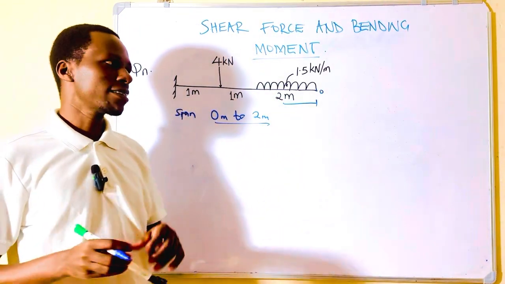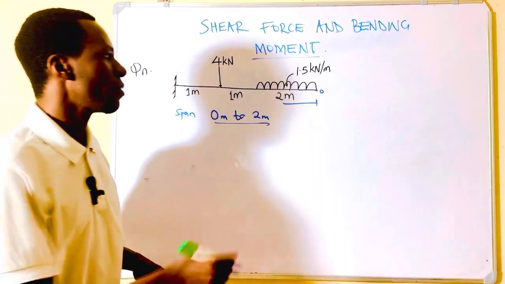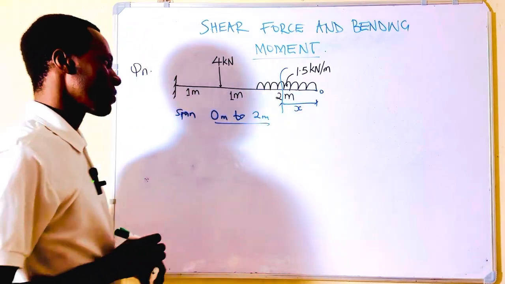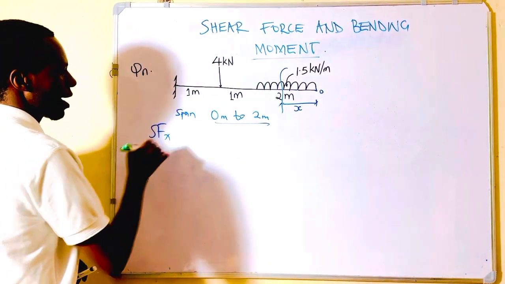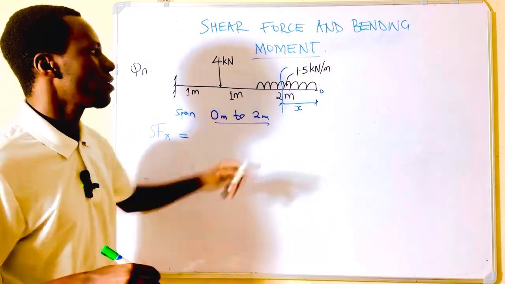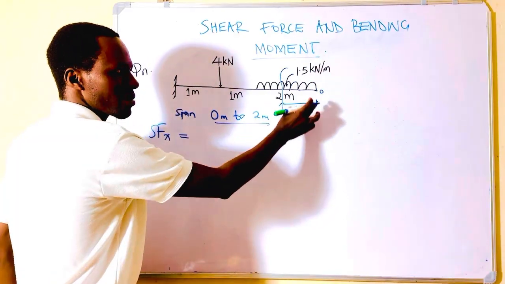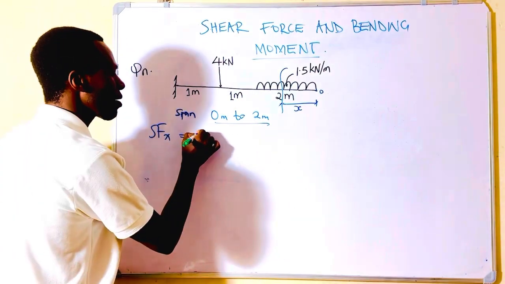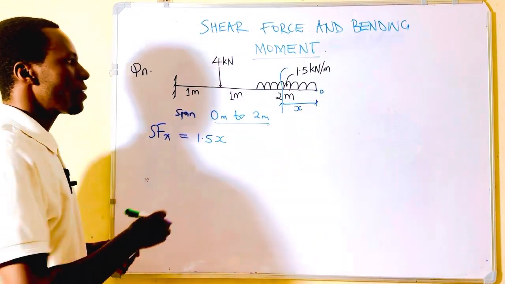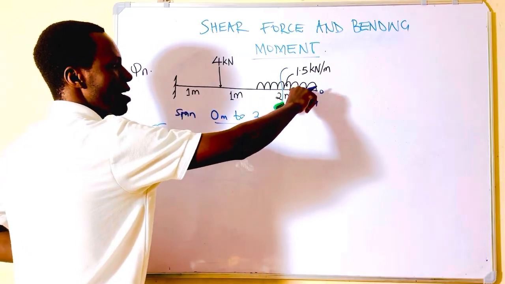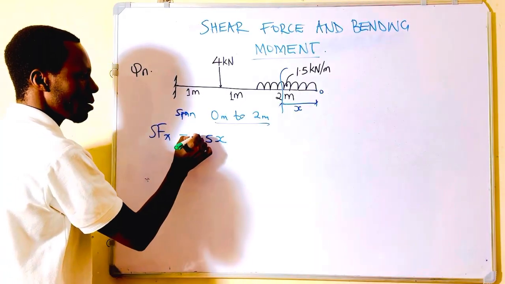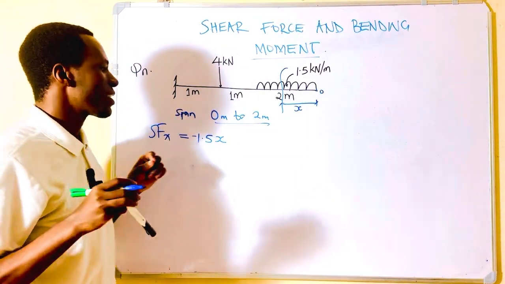Now, the first thing is to know where to cut the beam from. So if I cut this beam from here, and I say the distance from here to here is x, we have to get the shear force. SFX is going to be equals to, the UDL is 1.5. So UDL value times the distance gives you a force, and that is 1.5 times the distance x. This one is a force, but because this force is turning the beam, making the beam go downward and clockwise like this, cantilever beam, it is taken to be negative. So that's what we take.